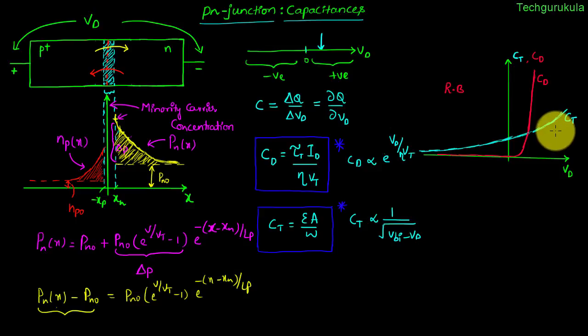Whereas when VD is positive, so when we have forward bias, of course, both the capacitances are present. The reason why CT is present is because it depends on depletion width. If depletion width decreases, then CT is pretty high. That's why CT is increasing in forward bias. But at the same time, CD is an exponential function, so CD increases like anything as we increase VD. So in forward bias, the dominant capacitance is CD, the diffusion capacitance. In terms of magnitude, it will be orders of magnitude difference. As a result, we can neglect CT in forward bias. And in general, people call CD the forward bias capacitance.